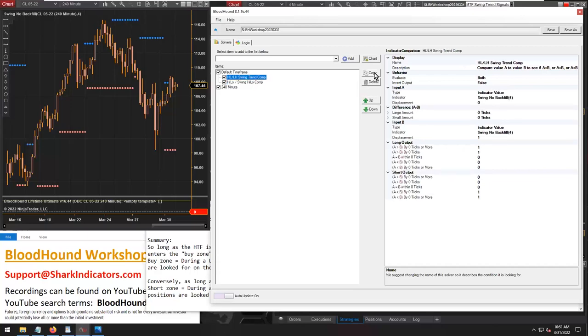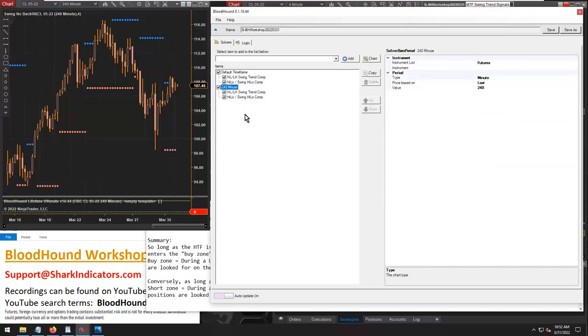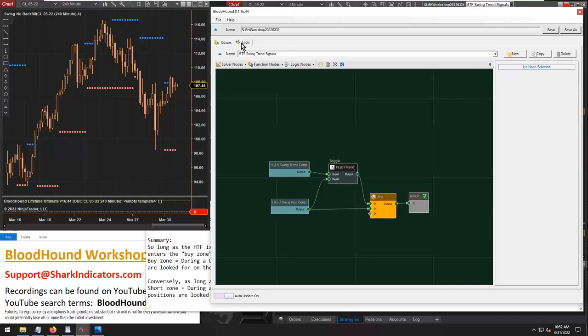And then I need to make copies of these solvers here. So let's make a copy and then move it down onto the 240 minute chart. So I need to make a copy of this solver, make a copy, and then select it, and then move it down onto the higher time frame. All right, so there we go. So we have duplicates of these solvers, one running on the lower time frame and one running on the higher time frame. Okay, so now let's switch back over to the logic board.